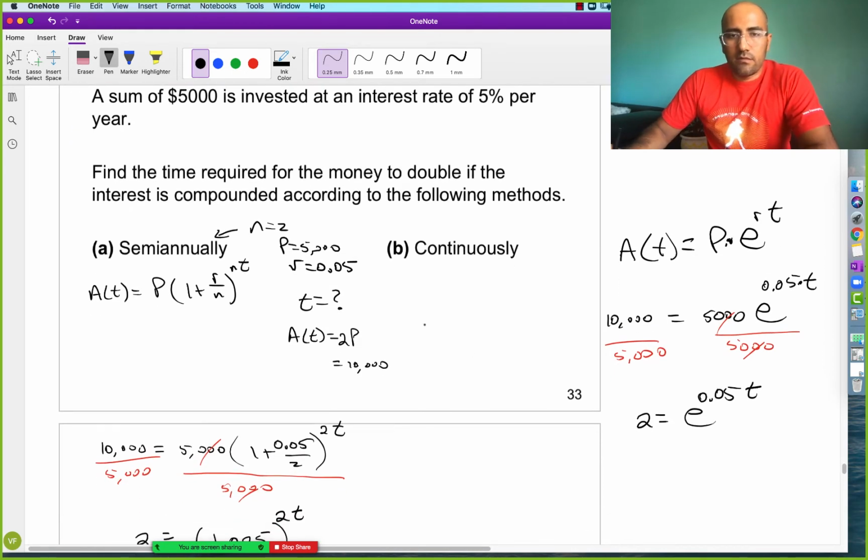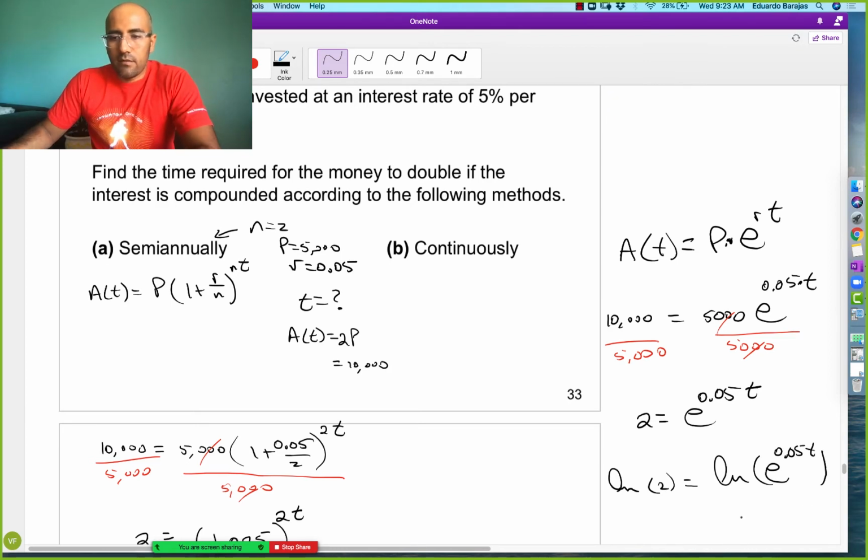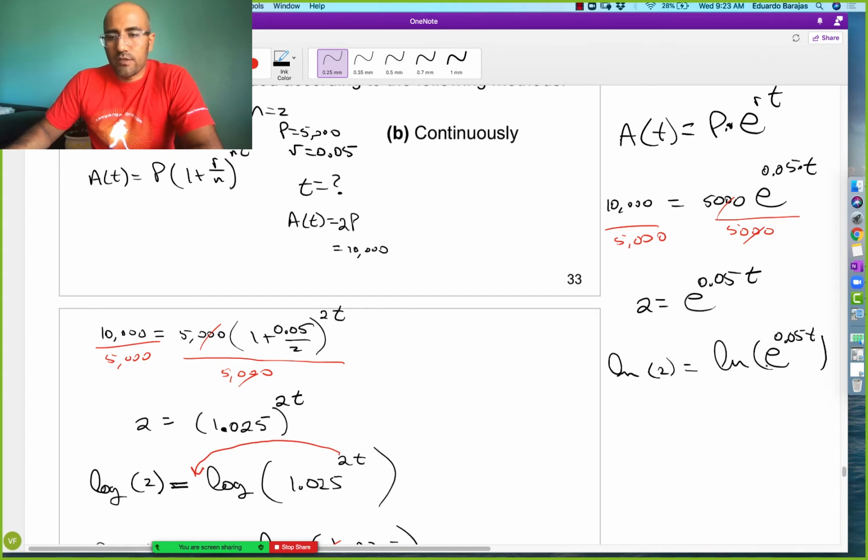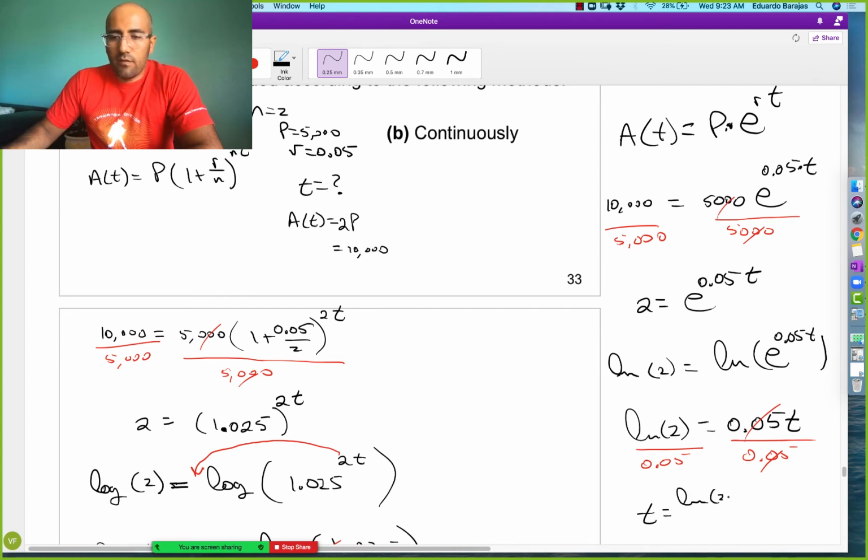Apply ln to both sides, and we end up with ln of 2 equals ln of e to the 0.05t. These two operations are inverse operations. They undo each other. So on the right-hand side, this just drops to become 0.05t. ln of 2 equals that. If we divide this side by 0.05 and this side by 0.05, these cancel, and we're left with t equal to ln of 2 divided by 0.05.